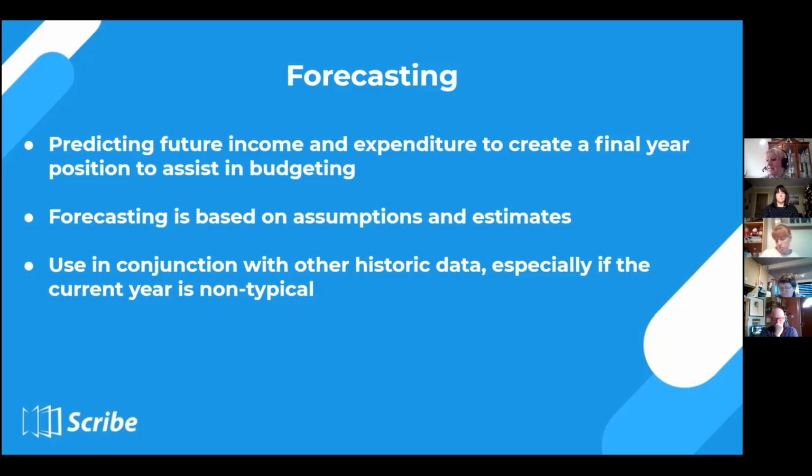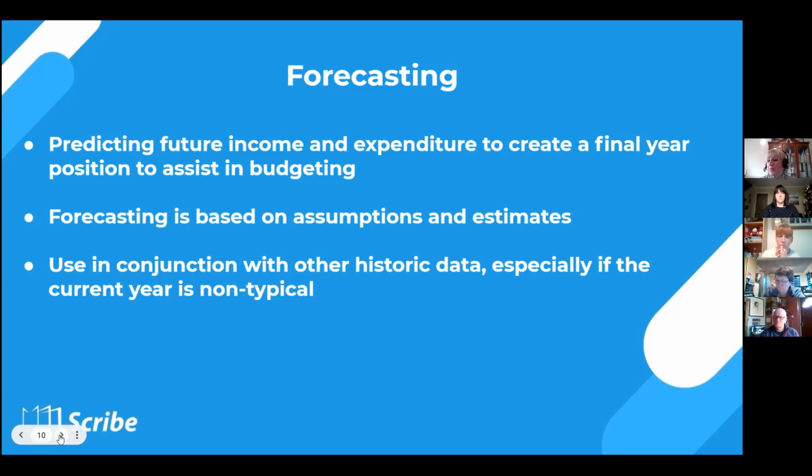Forecasting is based upon assumptions and estimates, as you will never get it exactly right, but that's fine. But what must be considered is that the council has forecast correctly for the future year's expenditure in order to get that accurate precept amount. I've also noted that forecasting can also be used in conjunction with historic data. So it may be necessary that you go back and review previous years in respect of some budget items.